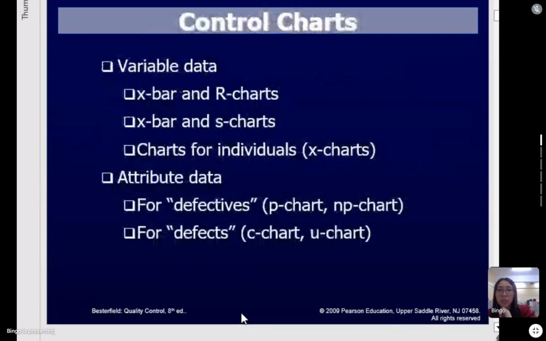Yan. So for control charts, for variable, so you have here X bar and R chart, X bar and S chart. So charts for individuals, that is X charts, and for attribute data, which will be our next topic after variable. So you have control chart for defectives. So you have there the P chart, the NP chart. For defects, you have the C chart and the U chart. So for now, our focus will be X bar, R chart, S chart, yan. Okay.